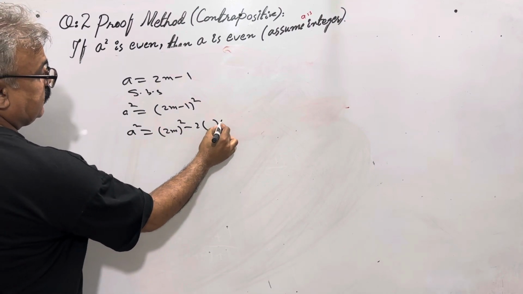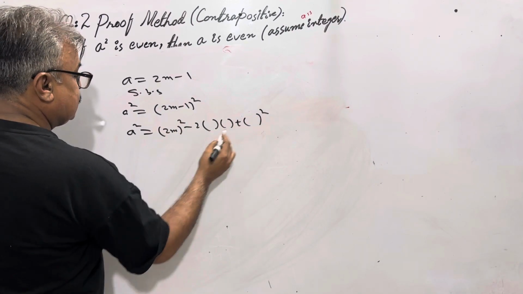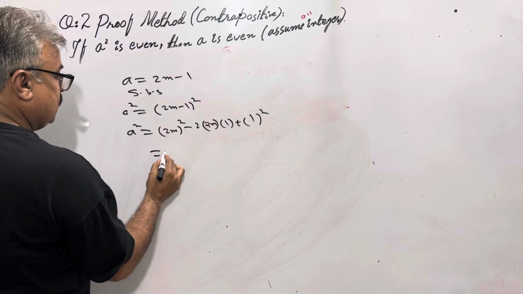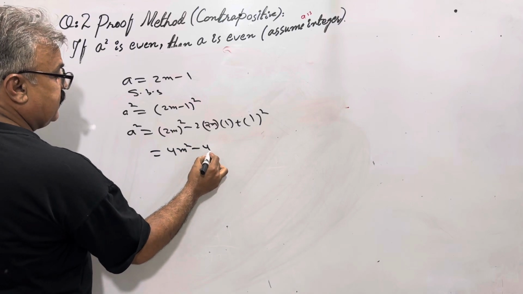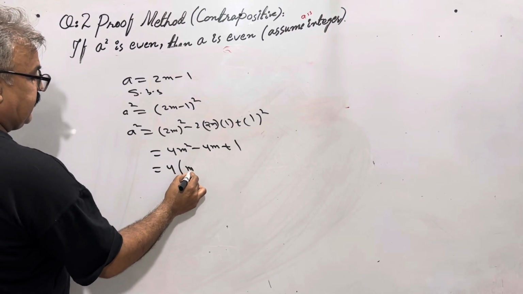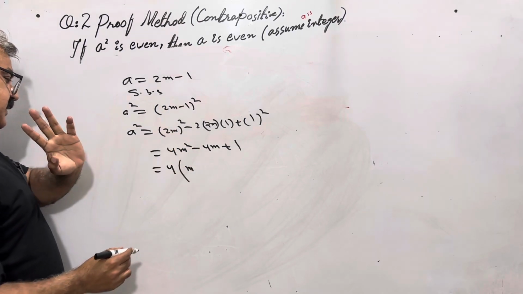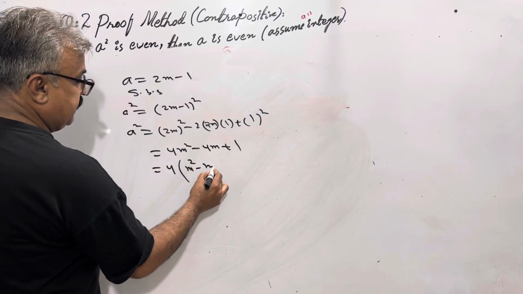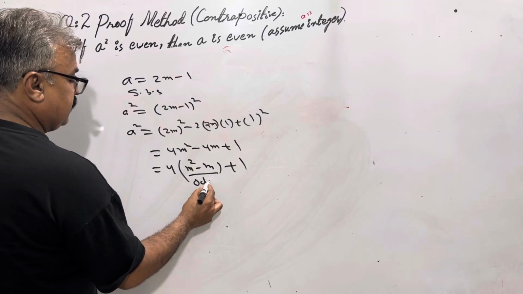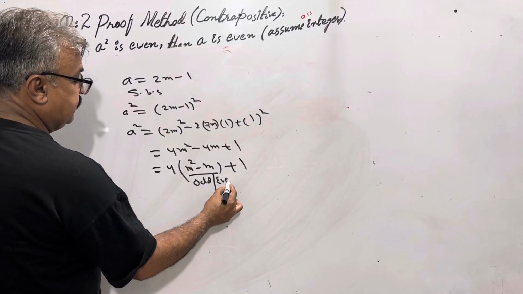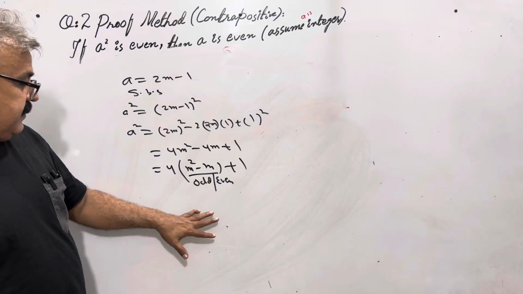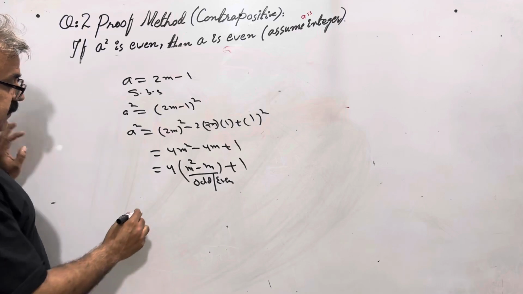A square is the square of the first, minus twice the first and second, plus the square of the second. That's 4m square minus 4m plus 1. In the same fashion, taking 4 common, it is 4 times (m square minus m) plus 1. Again, I have two possibilities: this m square minus m might be even or odd.